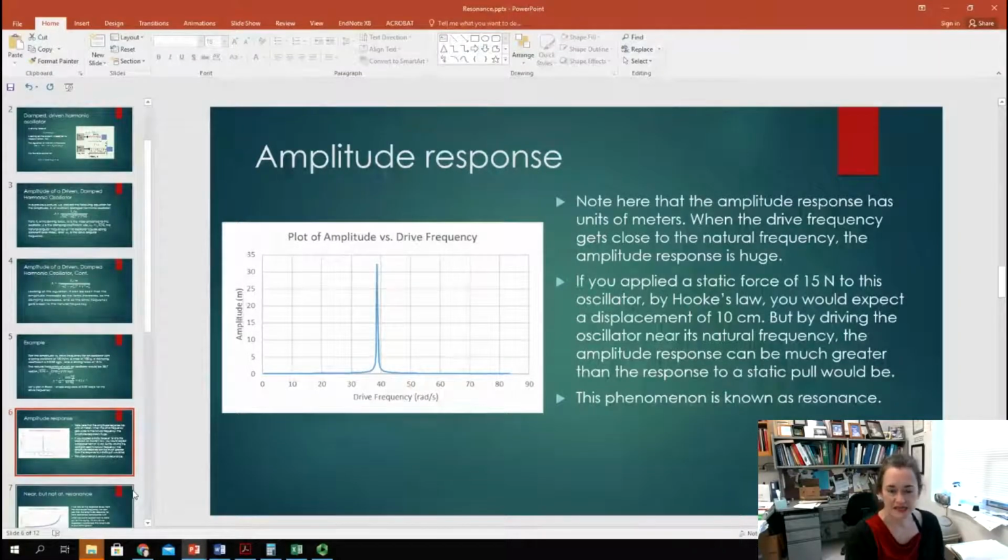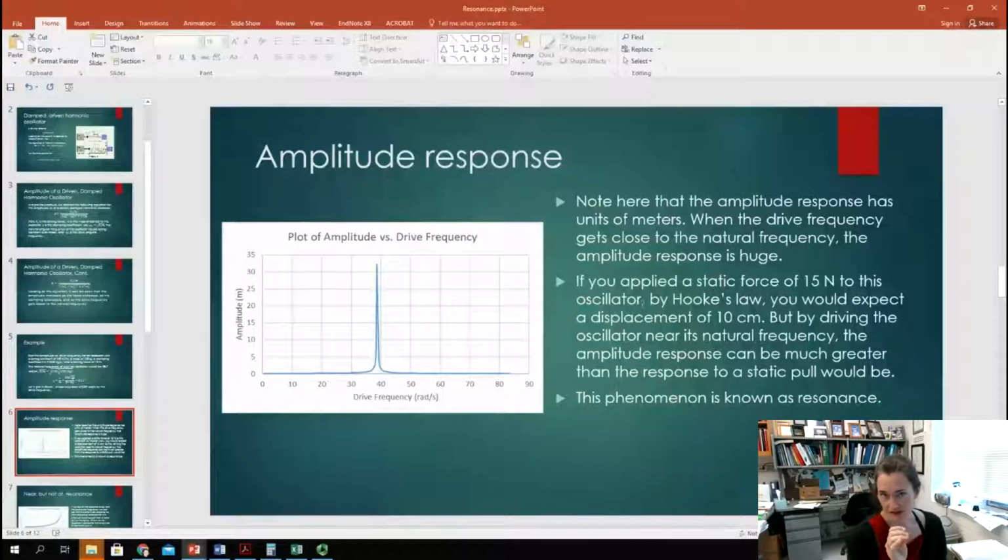Now you can see that it's a nice narrow peak, and the peak is located at the natural frequency, which is where we have the highest amplitude response, which is 38.7 radians per second. So that's where we have the largest amplitude. And you can see that it's a very sharp peak and decays off as you get further away from your natural frequency.